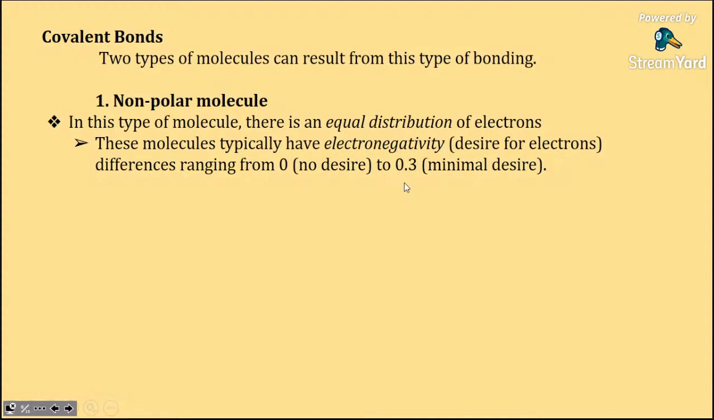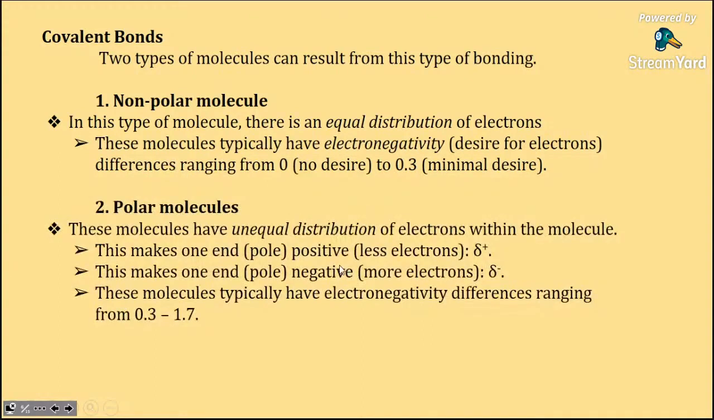But anyway, back to nonpolar. Okay? It's an equal distribution, which means one atom does not have a stronger pull on the electrons within that bond than the other atom. So it's nonpolar. The second type is what's called a polar molecule. And this is where you have an unequal distribution of electrons within a molecule.